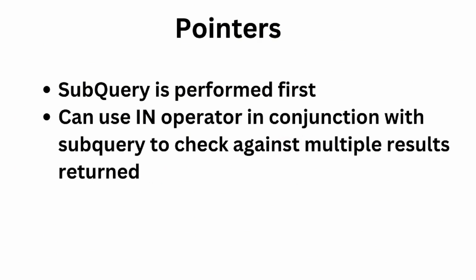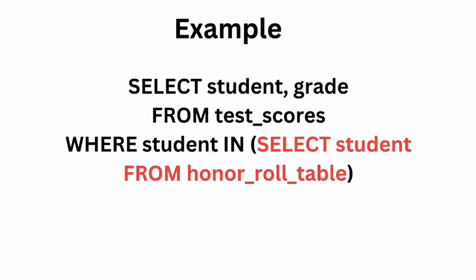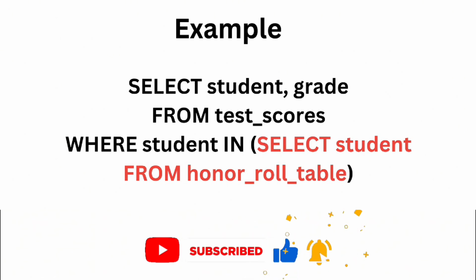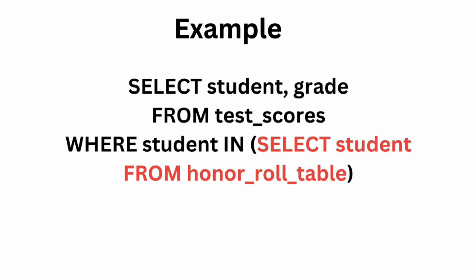Keep in mind we can also use the in operator in conjunction with a subquery to check against multiple results returned. For example, let's imagine we wanted a subquery that operated using a separate table. So we wanted to grab the students and grades from the test scores table where the student happened to be present inside another table. So we could do this with a join, possibly, but the other way we could do it is with a subquery.